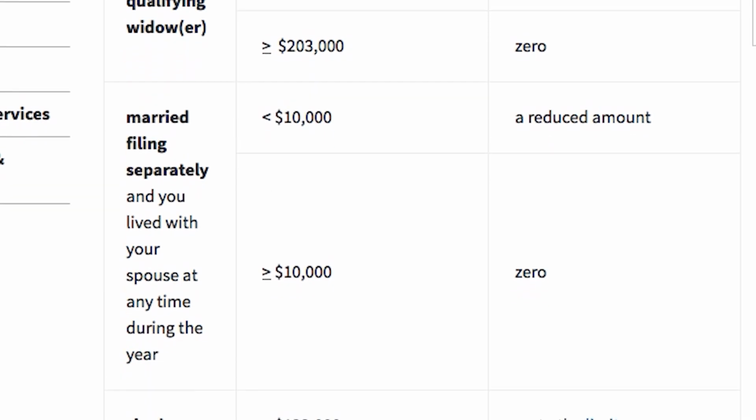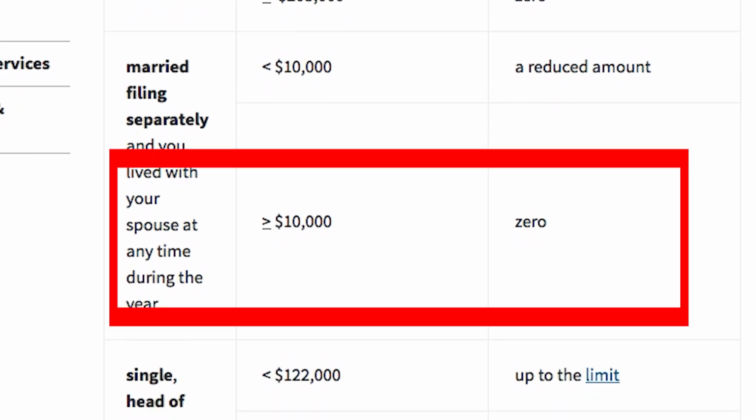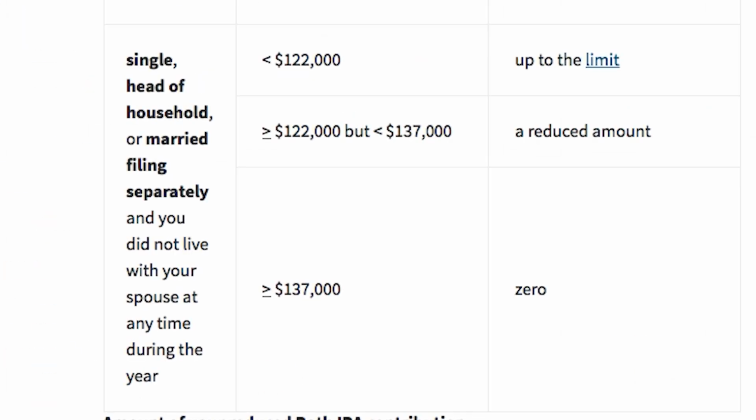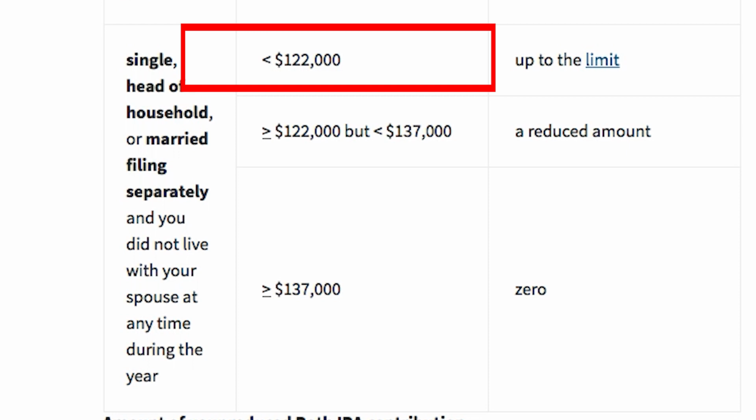Now, if we scroll down to married filing separately, if you make from $0 to $10,000, that's the phase out. So right off the bat, you can't even contribute the full amount into the Roth IRA directly. Now, if we look at single, head of household, and married filing separately with a side note, and you do not live with your spouse at any time during the year. So really it's single and head of household. So single and head of household, that threshold is at 122,000. Now again, you have to understand that if you make over 122,000, it doesn't mean you're automatically disqualified from the Roth IRA. It's just a phased out amount.